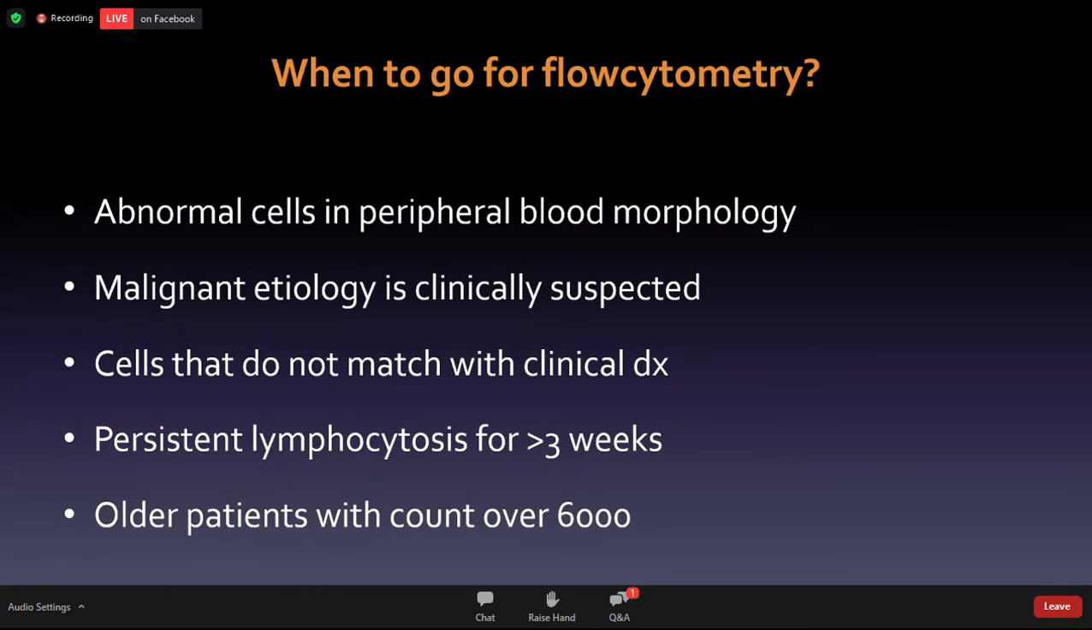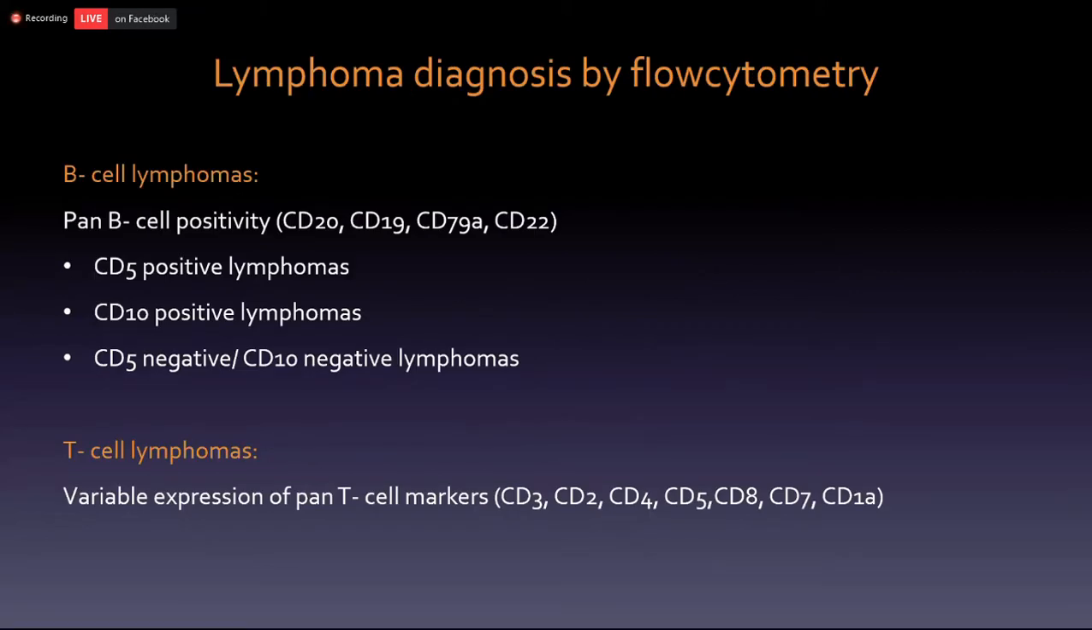For example, you have a typical clinical case with a suspicion of, say, infectious mononucleosis, but you see malignant looking cells in the peripheral blood. So you can order flow cytometry to look into whether it's a reactive condition or a malignant condition. If the lymphocytosis persists for more than 3 weeks, or in an older patient with count over 6,000, that prompts you to go for flow cytometry.